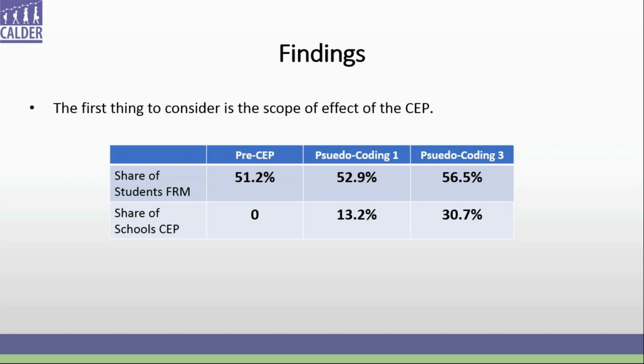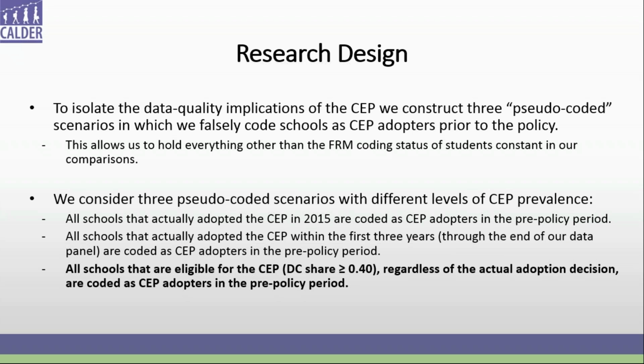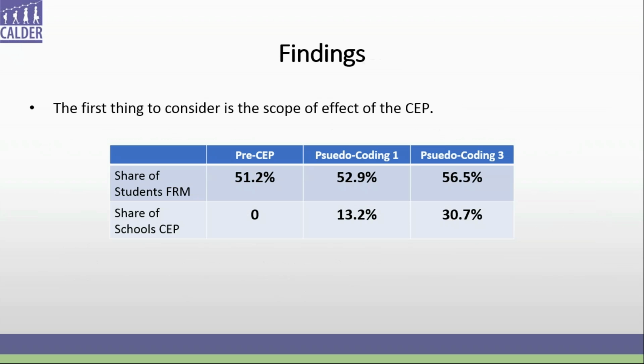The first thing I want to do is just lay the groundwork for the scope of the effect of the CEP, and I'm reducing information in the slides so we don't get overwhelmed. I've got 3 of the different conditions we consider shown here. There are 5 total conditions: the actual pre-period data, the actual post-period data, and these 3 pseudo-coded conditions. I'm skipping some of the middle stuff where the inference isn't as useful. So in the pre-CEP period in Missouri, no one adopted the CEP, and 51.2% of kids were free meal eligible in the data set, okay?